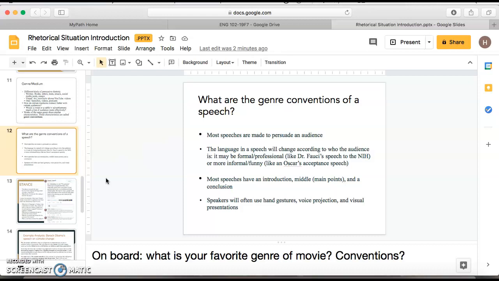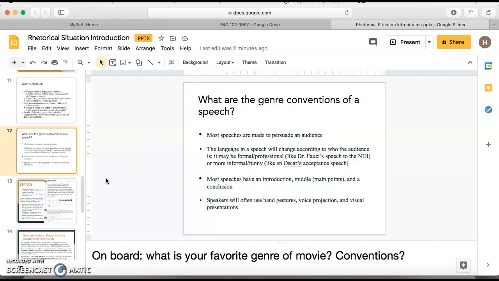Even if it's something like an Oscars acceptance speech, it's still meant to persuade the audience of some sort of thing. If any of you saw Ricky Gervais's, I think it was Oscars acceptance speech, it might have been one of those other award shows, he got really political and persuasive, and it actually made a lot of people angry. But in fact, a lot of speeches are made to persuade an audience.